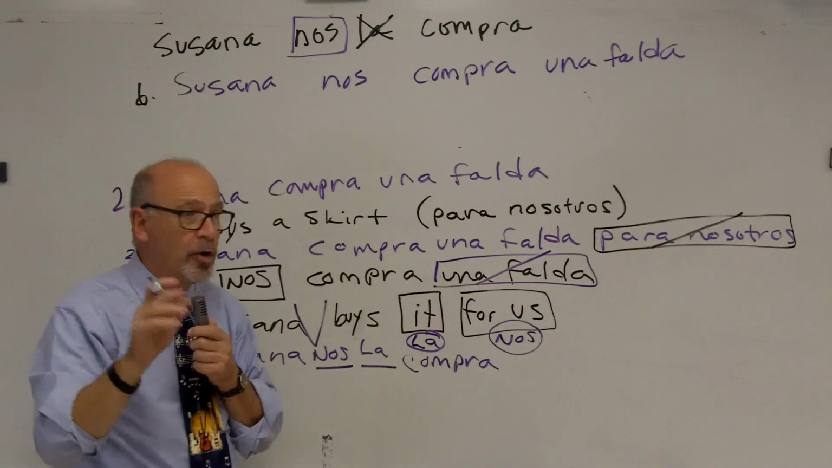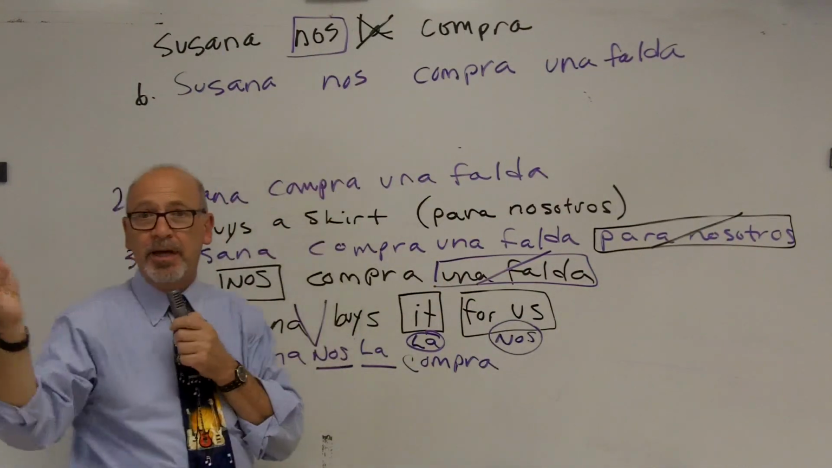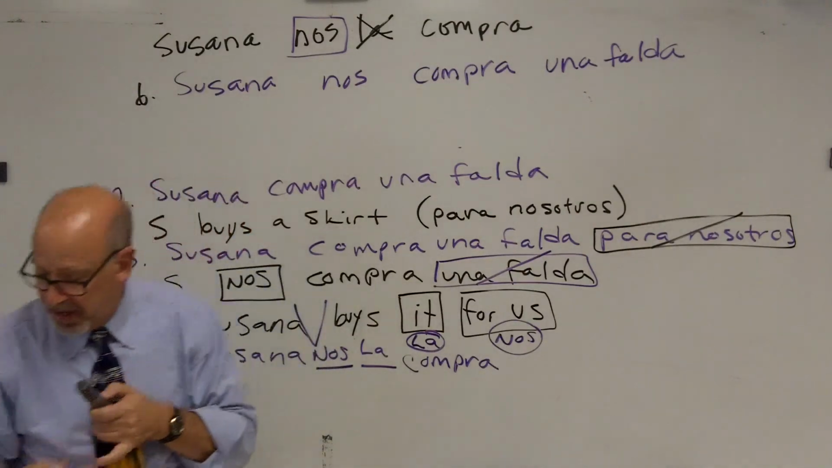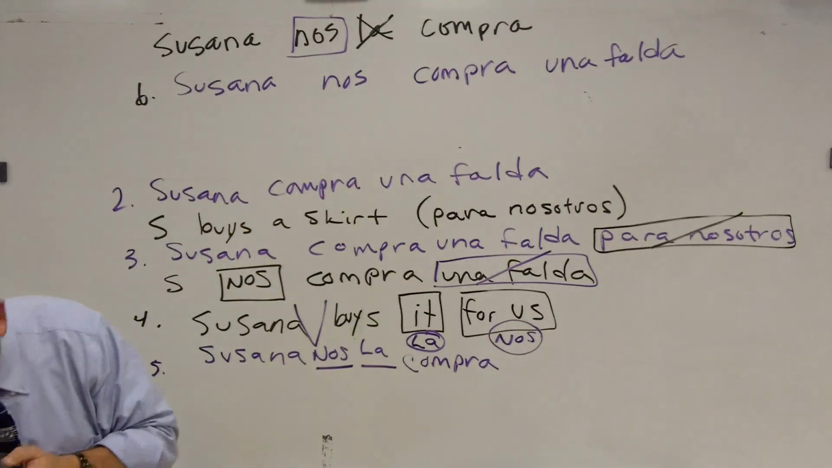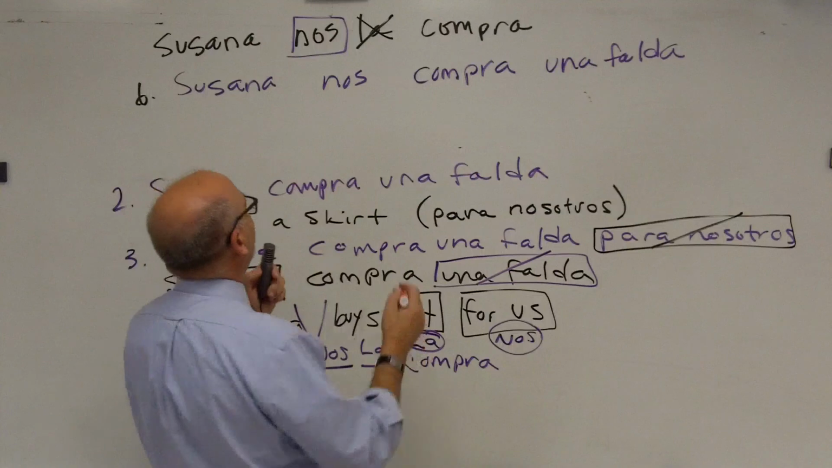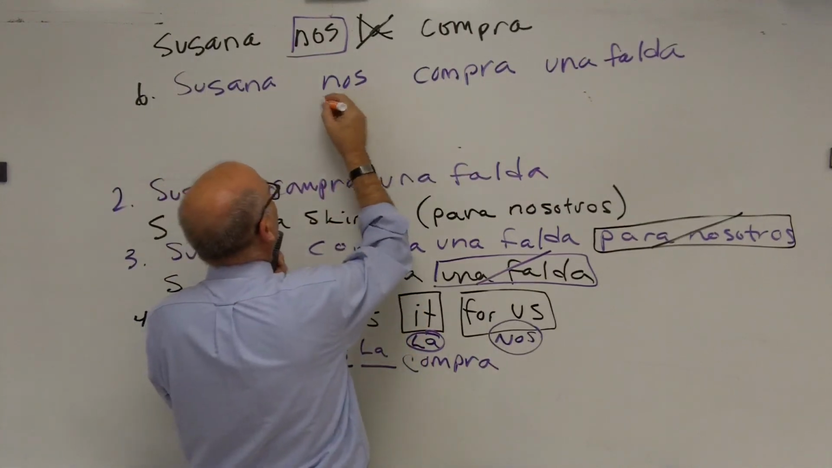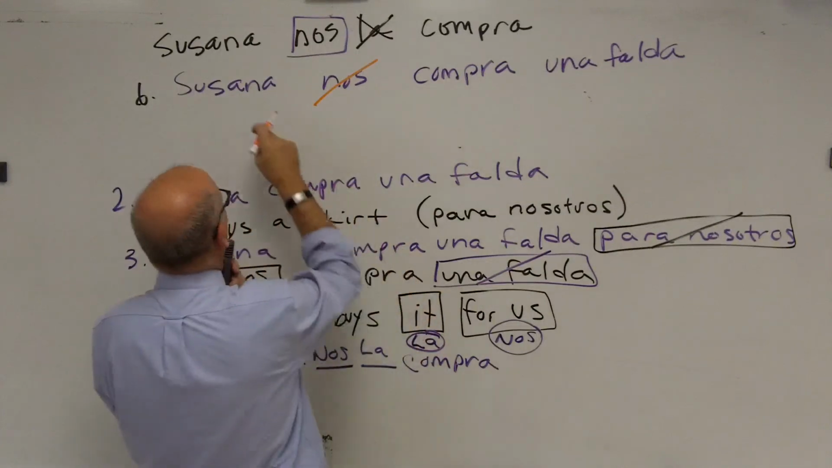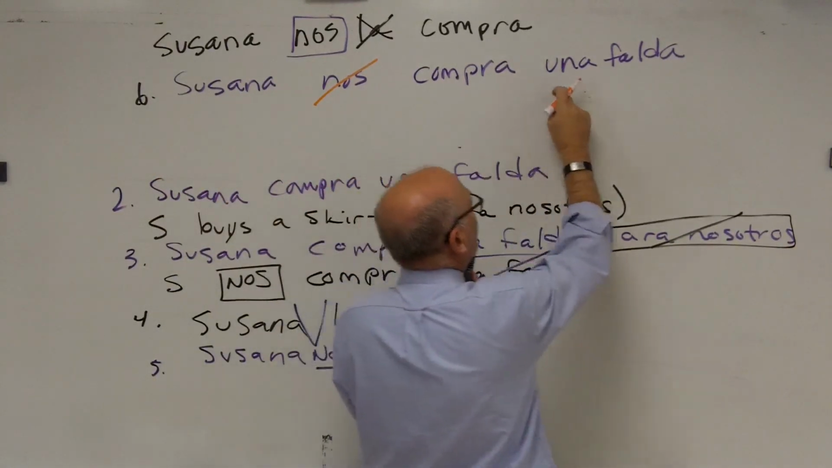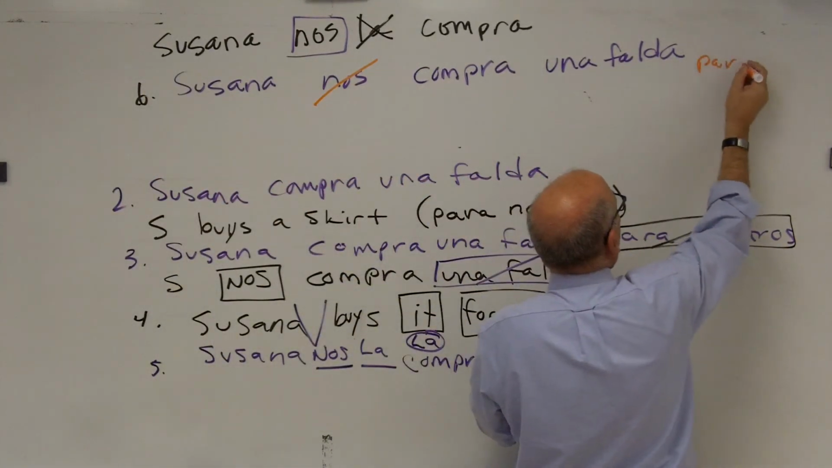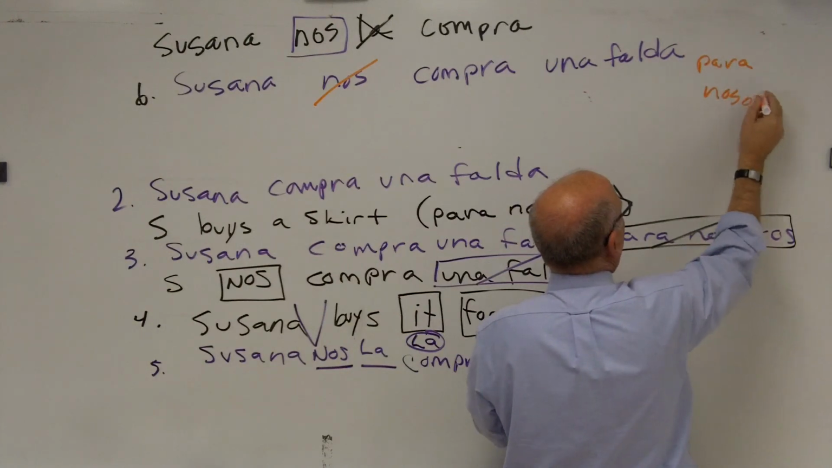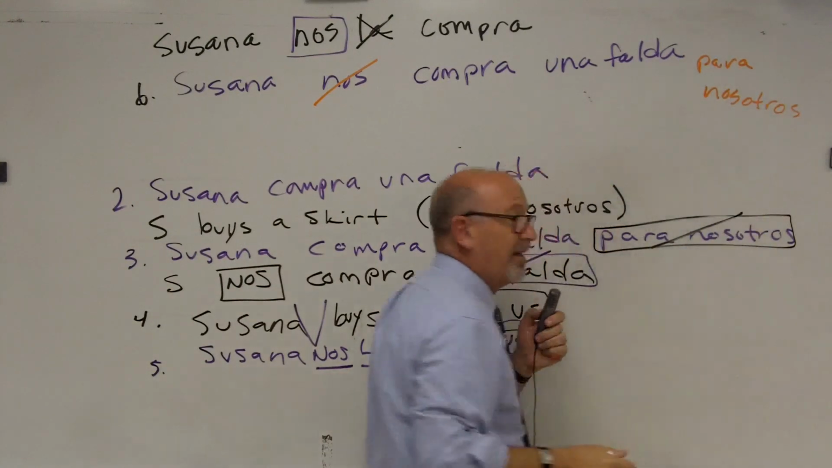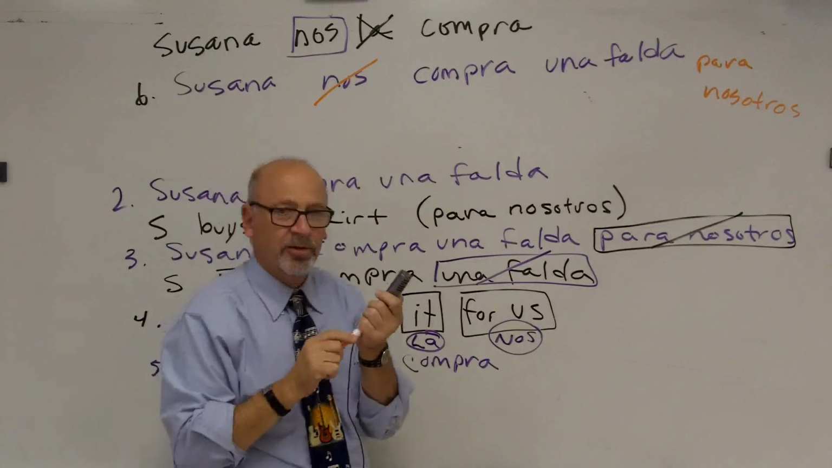Now, if you chose to not use that, and maybe you did, that would be okay. It's not exactly what I was looking for, but that's all right. I can live with that. Let's say you decided to get rid of that and put down for us another way. You could actually say, Susana compra una falda para nosotros. I think we have that previously in this little exercise.